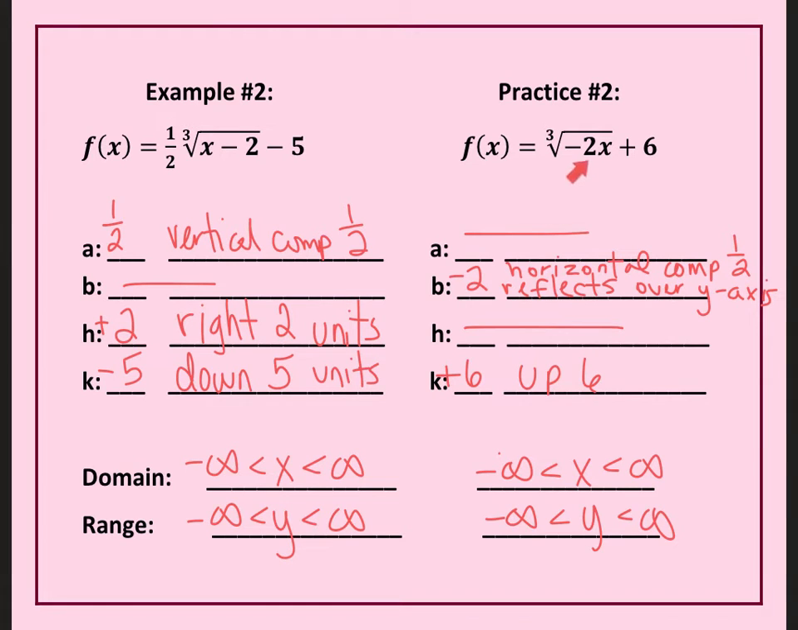Okay, I know that this b value usually messes up a lot of students, so let's talk about that b value here. It's a negative 2. So we don't look at the negative, we look at the 2. If b value is a 2, that's a horizontal compression by the reciprocal, so by 1/2. The negative caused it to reflect over the y-axis. And the 6 on the outside is a k value, and this graph went up 6. Now notice the domain and range, they did not change.